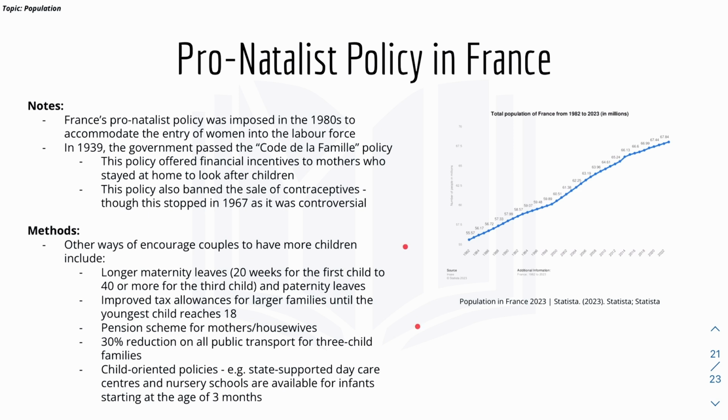And here are some other ways to encourage couples to have more children. This includes longer maternity leaves, improved tax allowance for larger families, pension schemes, and a 30% reduction on all public transport for 3-child families. And there could be child-oriented policies. For example, state-supported daycare centers and nursery schools are available for infants starting at the age of 3 months.